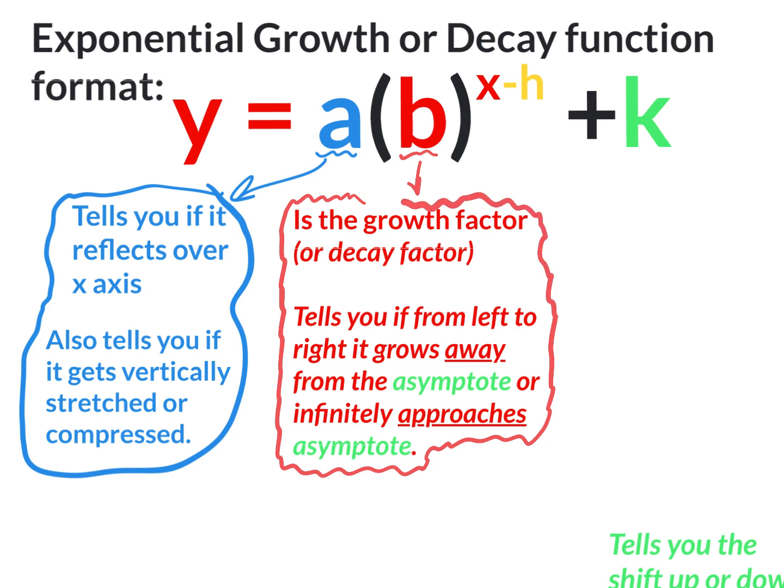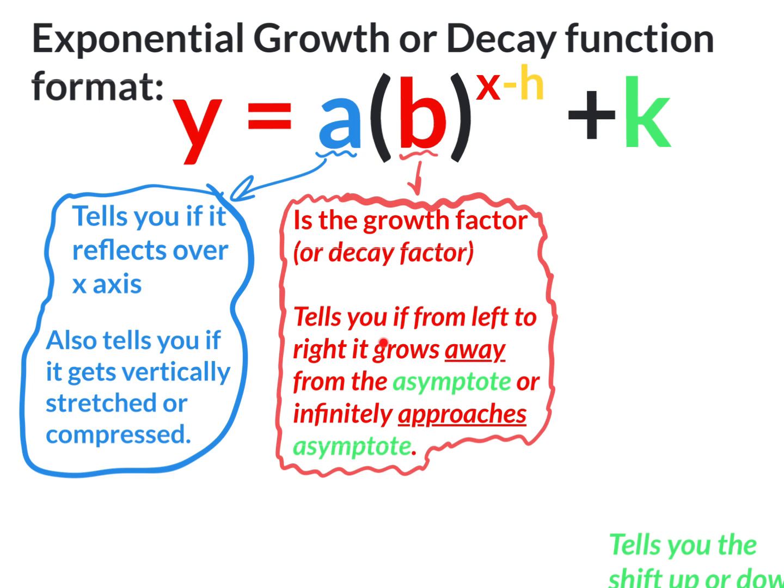Now, we haven't even talked about decay functions yet. We're going to talk about decay functions tomorrow, okay? But it's the same concept as a vertical stretch or vertical compression. If this b value is a fraction less than 1, then it's going to be a decay function. If the b value is a growth factor greater than 1, then it's a growth function, okay? So this b value is the growth or the decay factor. Up until now, you're only going to see a 2 right here, or a 3, or a 4. Those are all growth values, so they will be growth functions. From left to right, they will grow away from the asymptote.